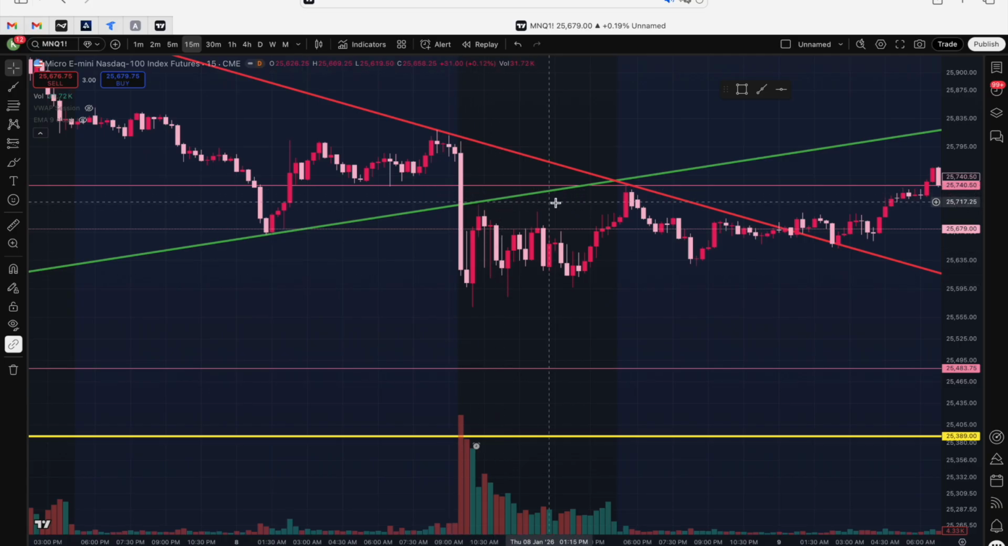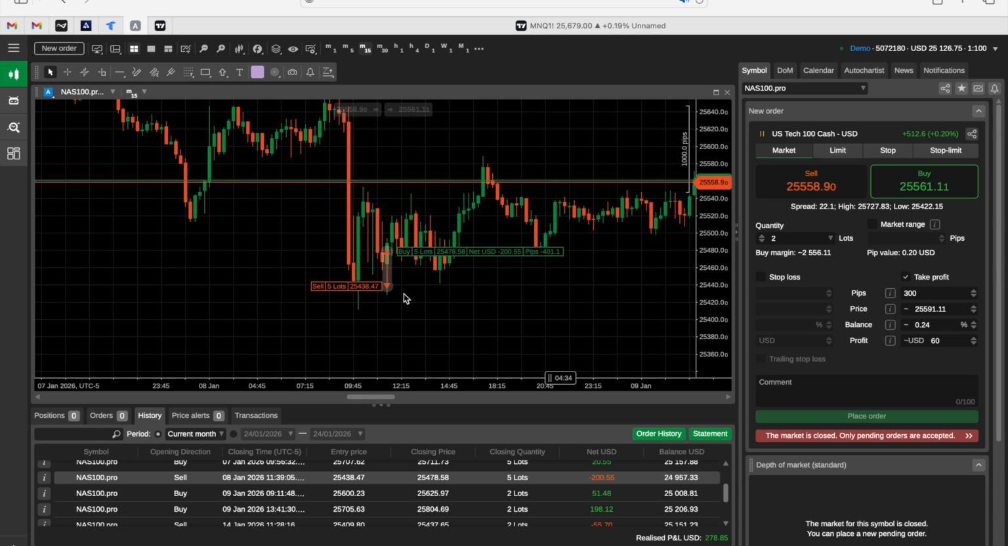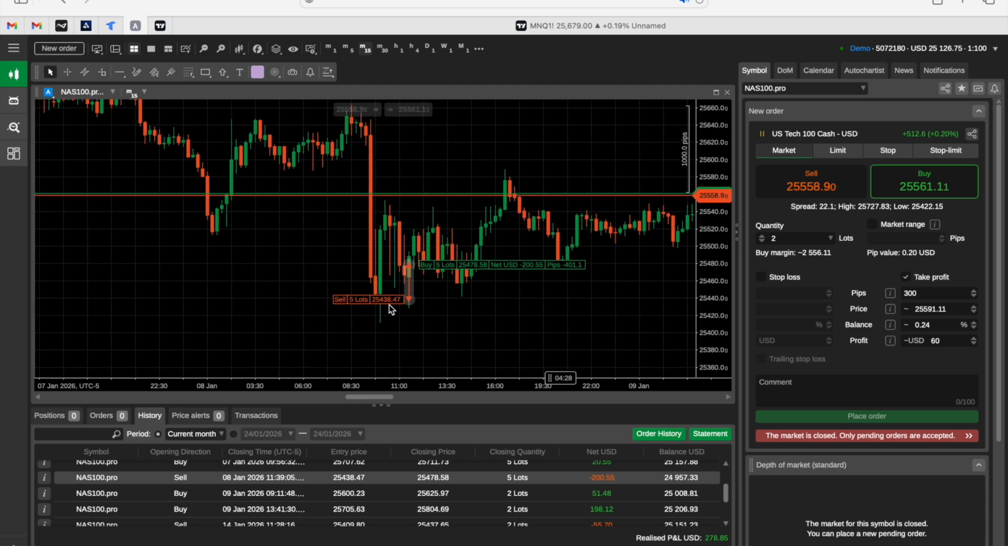Let's also see here, 25438, I entered here. Two candles were going down, and this was going down in my direction, and I entered and I thought, okay, this is it. And then I did not wait for the candle close. Well, I entered in FOMO of missing out.